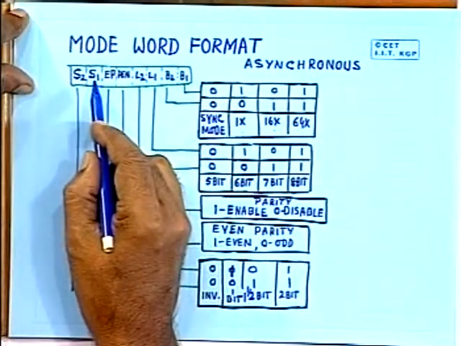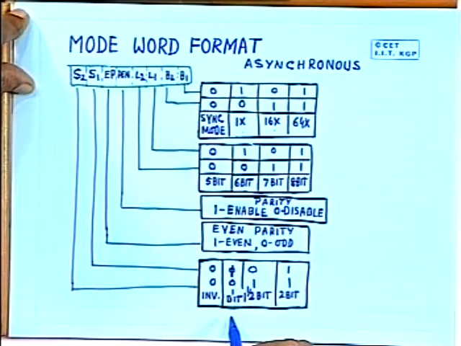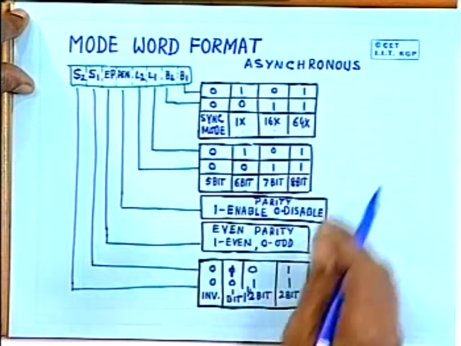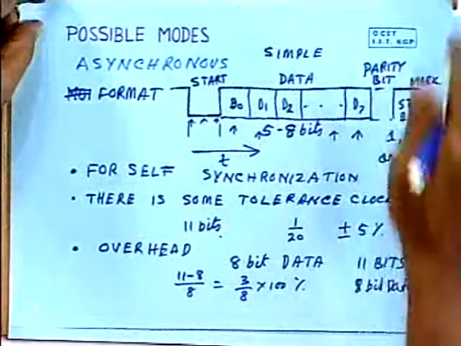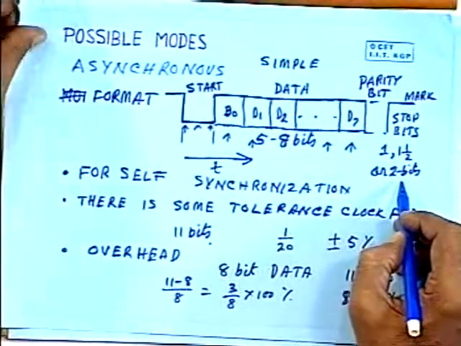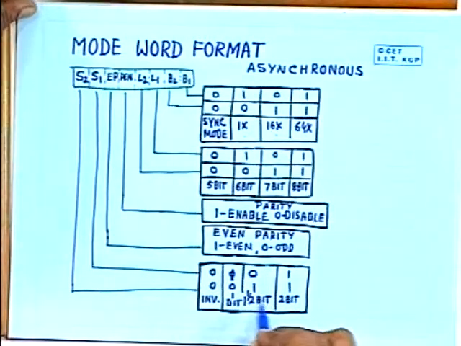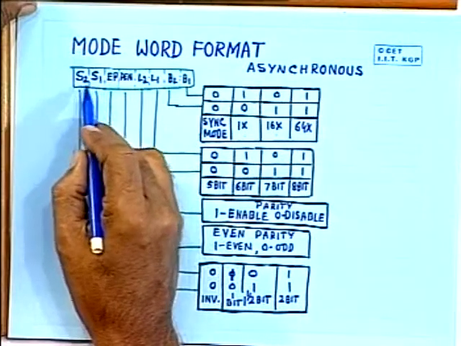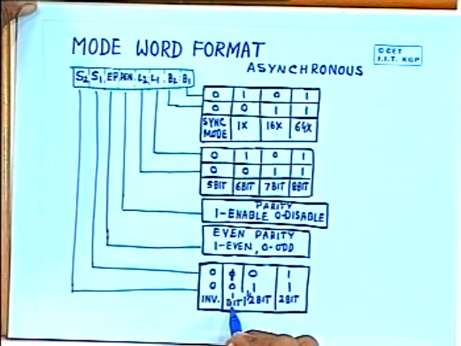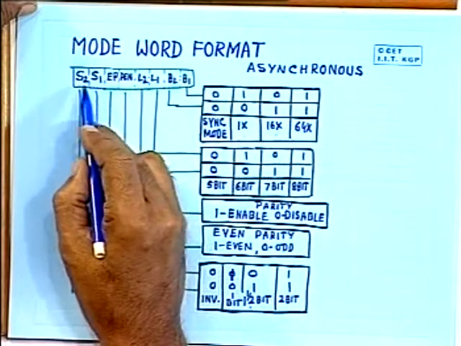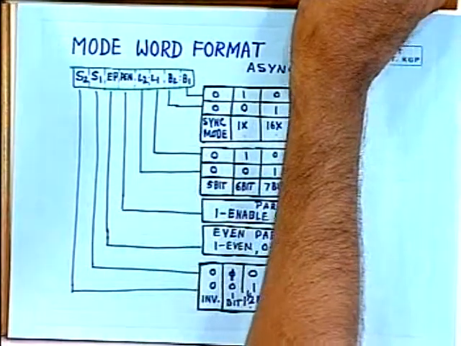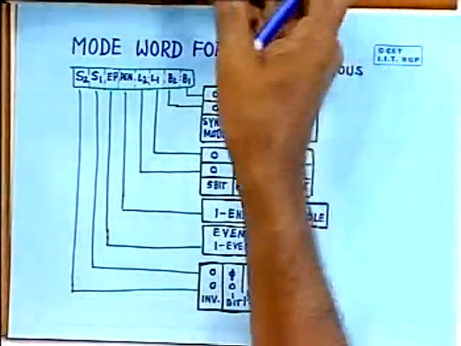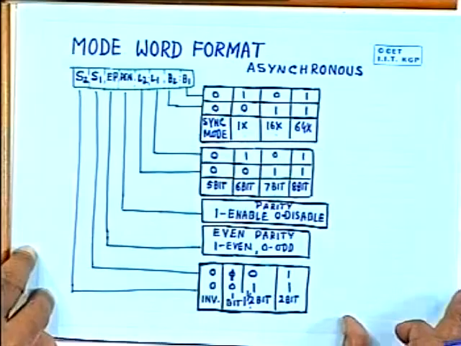Then these 2 bits, S1 and S2, decide the stop bit. If you remember, I said that the stop bit can be 1, 1.5 or 2 bits. The size of the stop bit is decided with the help of S1 and S2. It can be of 1 bit, 1.5 bits, or 2 bits. So you have to initialize the mode word format before you start transmitting data through the 8251. And this is for the asynchronous mode.